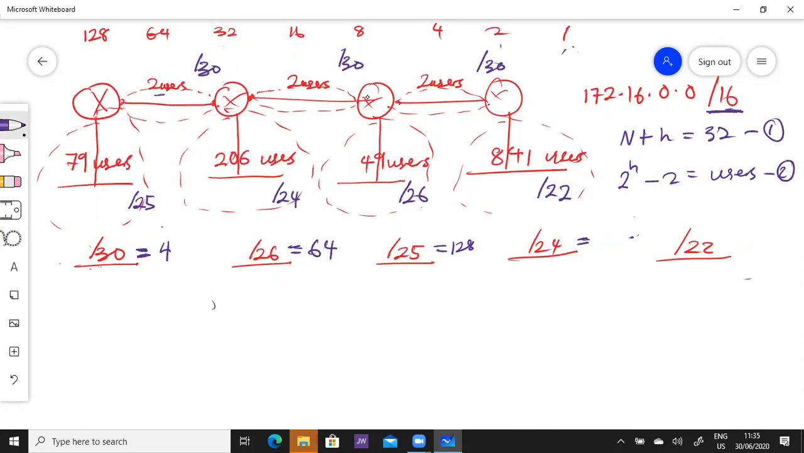Please, are we working in class B or C? Class B. All these are classless. We chose this class B. Yes, but the resulting subnets are classless.